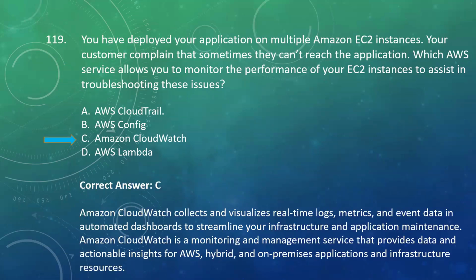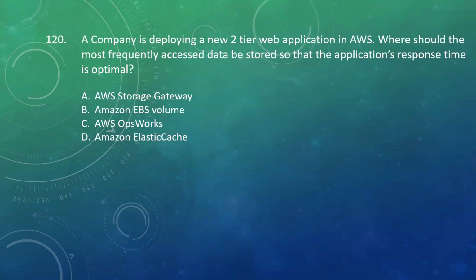It collects and visualizes real-time logs, metrics, and event data in automated dashboards to streamline your infrastructure and application maintenance. Amazon CloudWatch is a monitoring and management service that provides data and actionable insights for AWS, hybrid, and on-premise applications and infrastructure resources. Moving on to question 120.